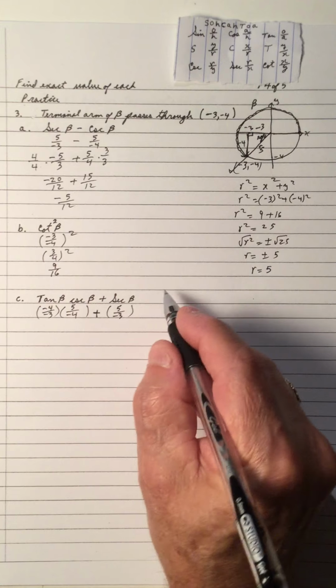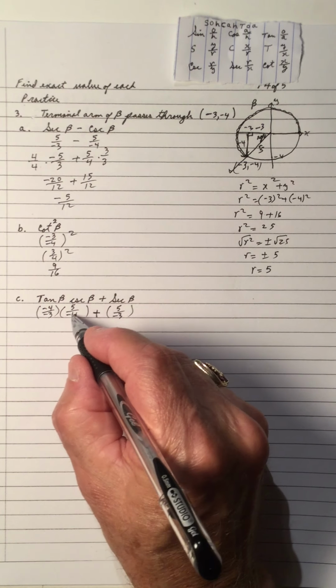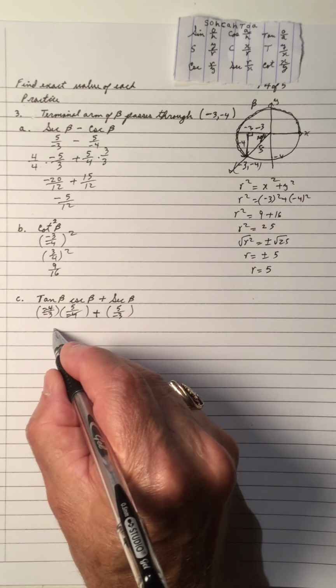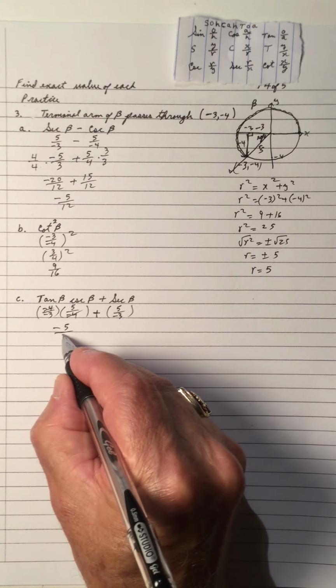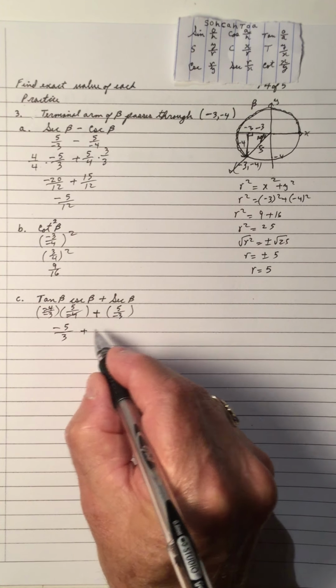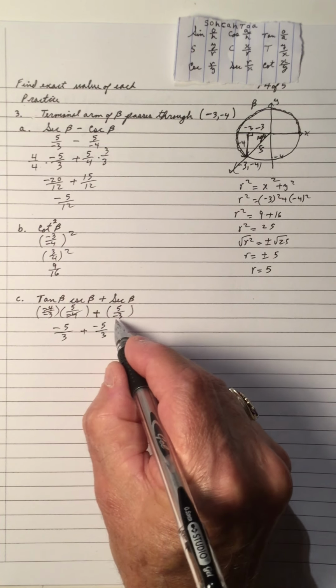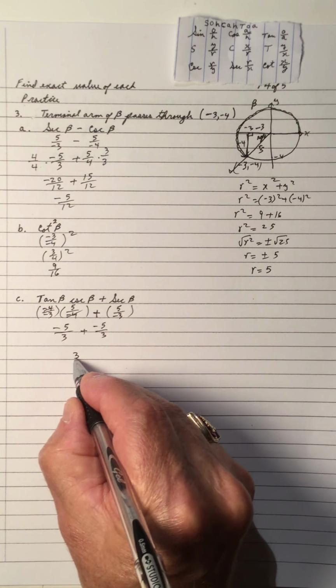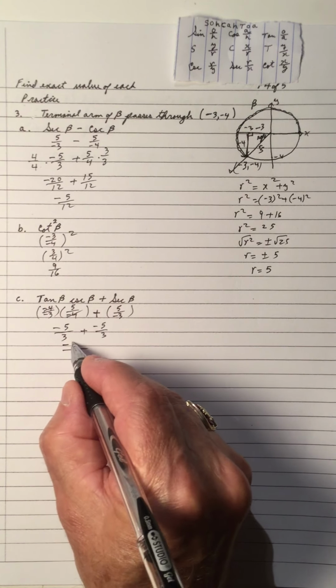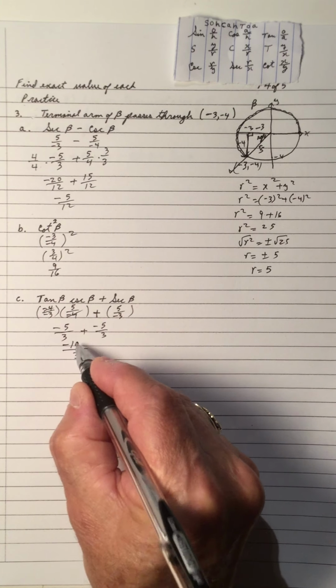We have to do PEMDAS. We have to multiply first, so the -4's cancel out. So that gives me -5/3. Add on, and that's a -5/3. Negative never goes on the bottom. Common denominator is 3. So we add, we get a -10. So -10/3 is the final answer.